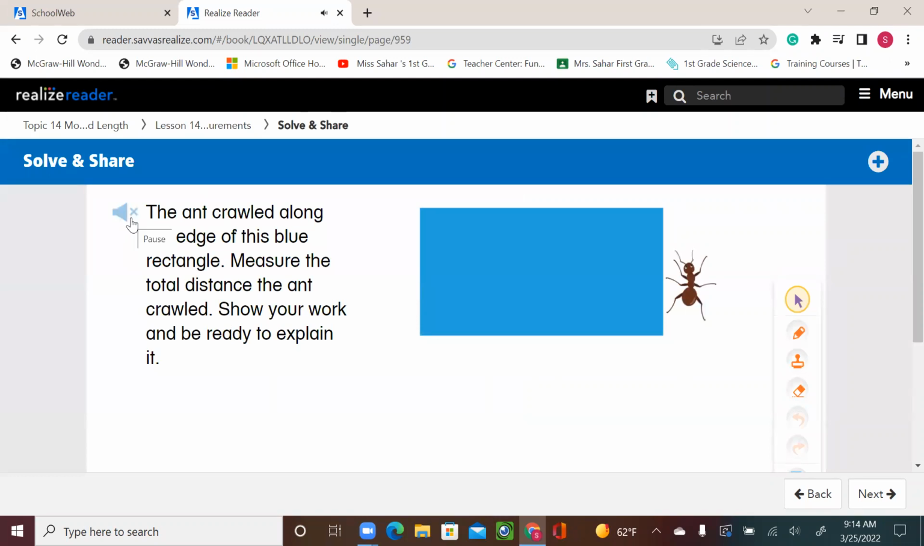The ant crawled along the edge of this blue rectangle. Measure the total distance the ant crawled. Show your work and be ready to explain it. So in this topic, we'll be learning about measurement. We're going to use a ruler, take measurements, and add them or subtract them. So let's start.